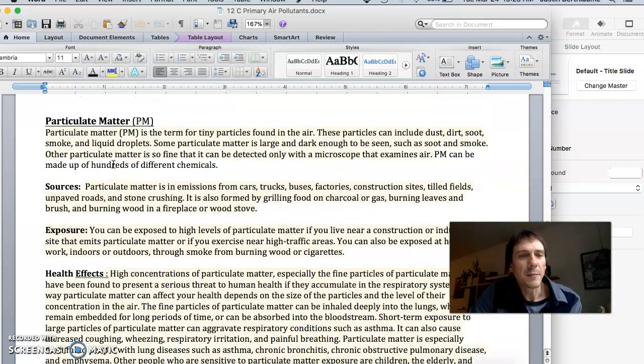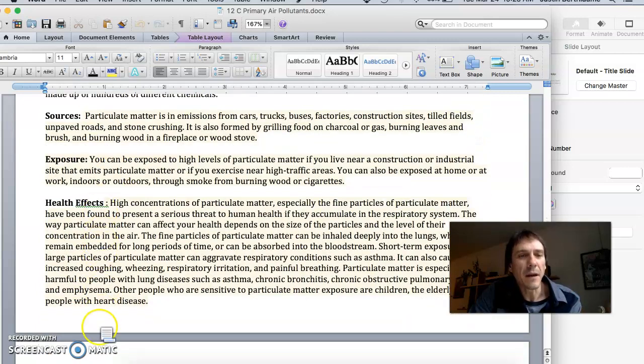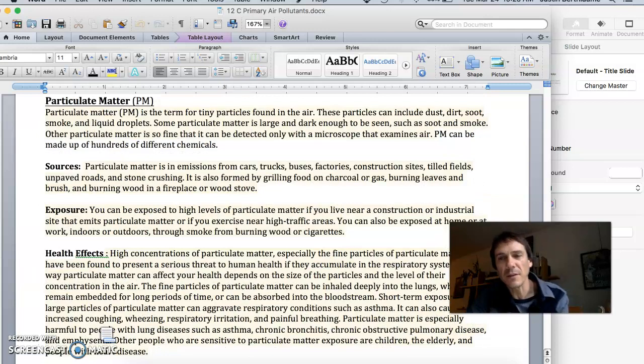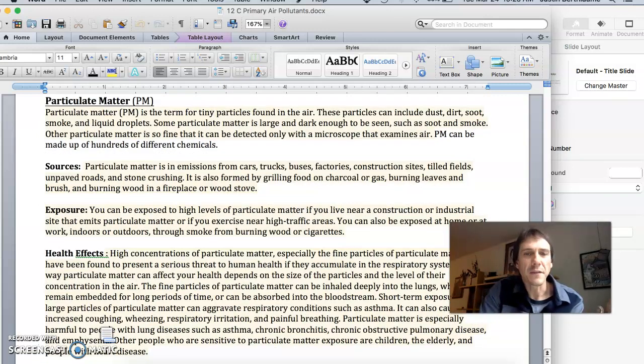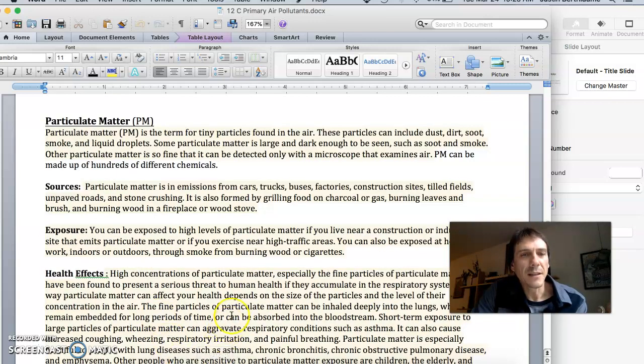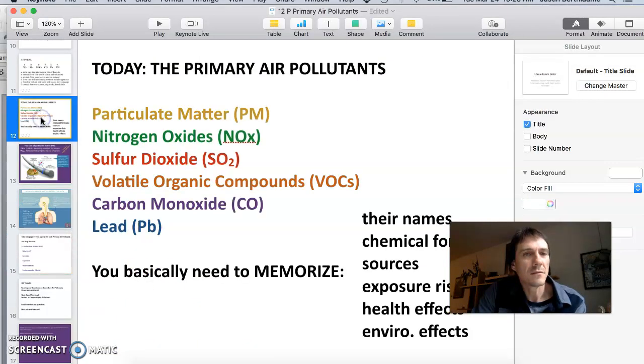And you see particulate matter doesn't really have environmental effects, but we can assume that they're similar to the health effects on humans, basically respiratory problems. Okay, let's go back to our list, and I think the next one on the list was nitrogen oxides. So let me explain that really quick.